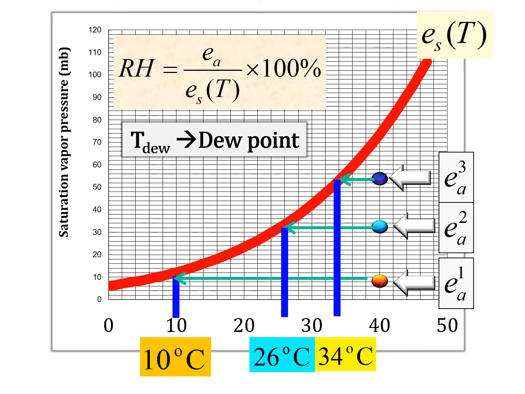So, what does dew point temperature mean? Dew point temperature indicates how many water molecules are in the air. If the dew point temperature is higher, that means more water molecules in the air. If it is lower, that means fewer water molecules in the air. That's the dew point.